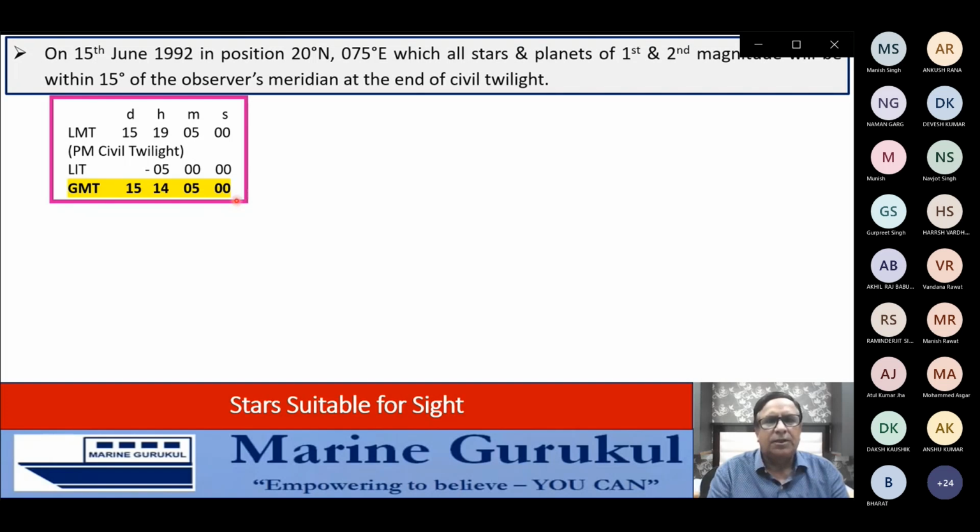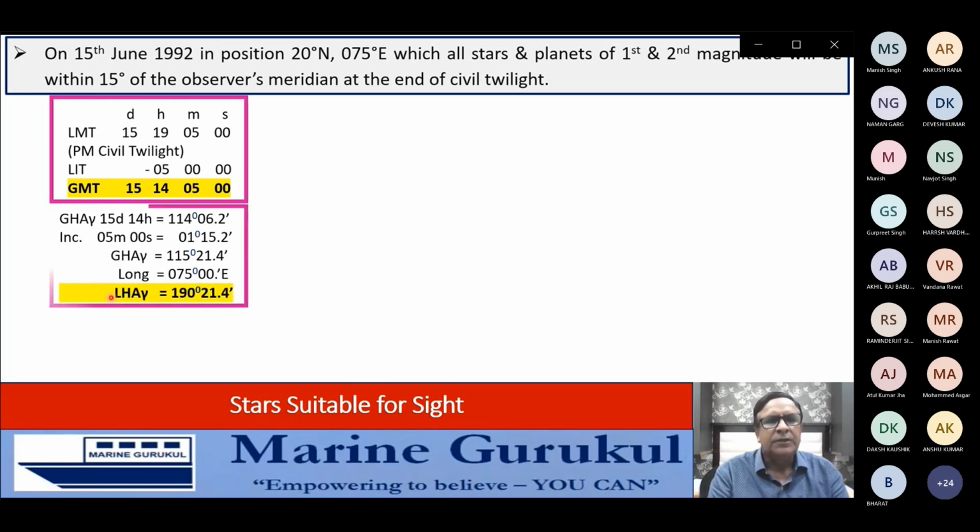From the daily pages of the Nautical Almanac, we extract GHA Aries for this GMT. Now GHA Aries for 15th day, 14 hours is on the screen. To this, we add the increment for 5 minutes, 0 seconds. And this gives us the GHA Aries. To this, we apply the observer's longitude, that is 75 degrees east. Longitude east, GHA least, so we add to get the LHA Aries. So the LHA Aries is 190 degrees, 21.4 minutes.